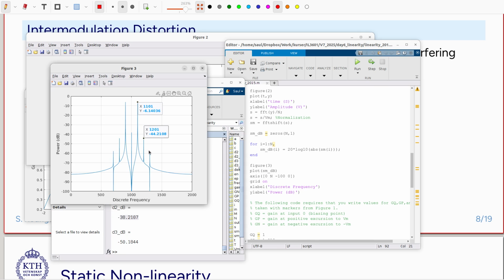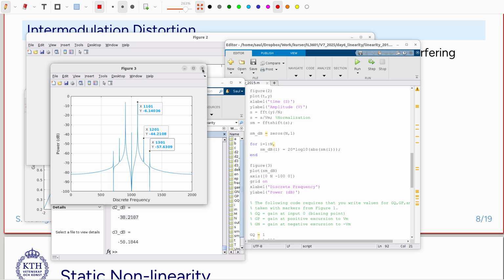And then if I take the third order, it is minus 57. The fundamental is minus 6. So this gives me around minus 51 dB. The equation predicts minus 50 dB, so it is very close. The simple calculation for static nonlinearity is very efficient, very accurate, very close to what the transient simulation and spectrum analysis tell me. But it is much easier. I just need to derive the DC component, the DC gain.